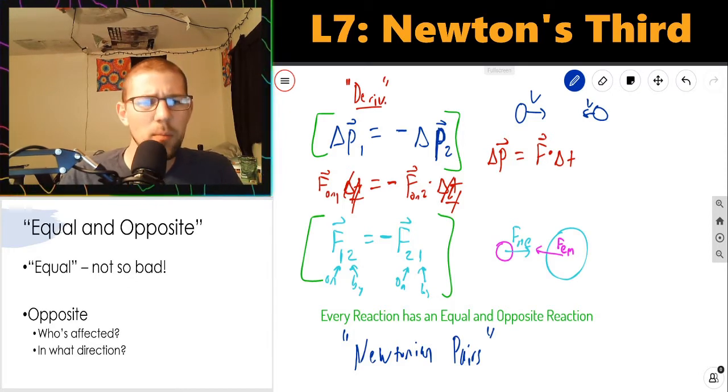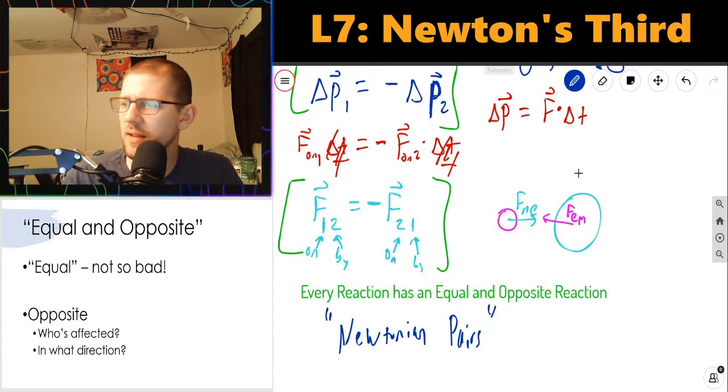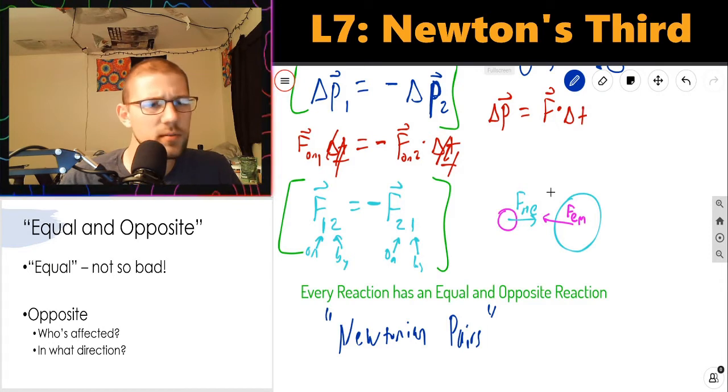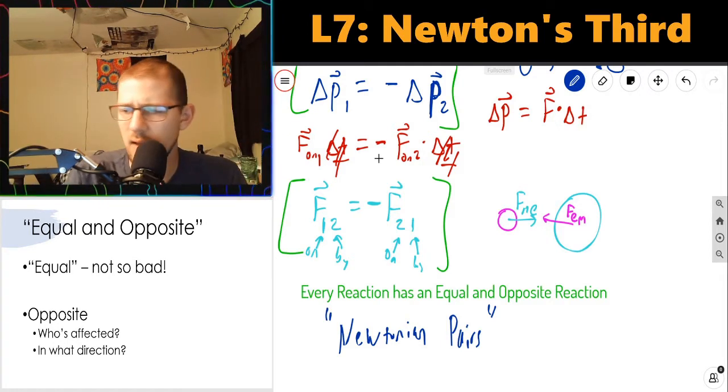Okay, so I want to dig in one more time on this notion of equal and opposite. Equal's not so bad, right? Equal just means the same in magnitude. So the same length vectors. Each of them has the same force. The moon experiences the same force that the Earth experiences due to the moon. So these two forces are equivalent in size.